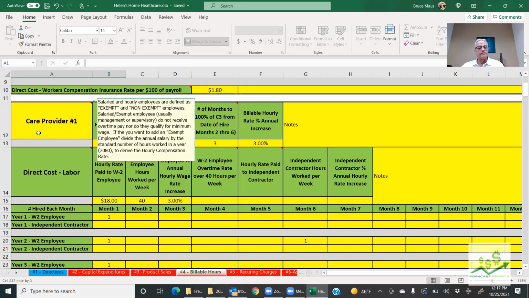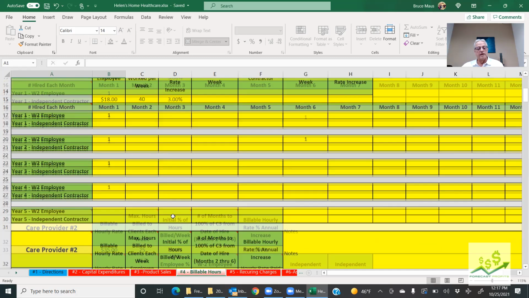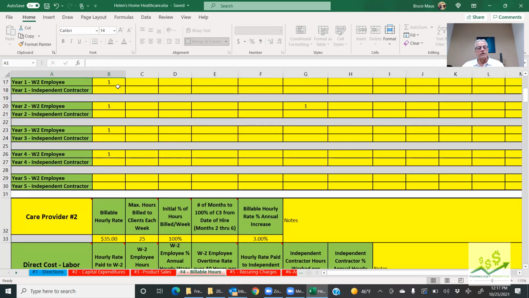Helen's first employee, a W-2 employee, is care provider number 1. She's going to charge the client $40 an hour, and maximum billable hours will be 35 hours a week because they're never 100% efficient. It's going to take about 3 months for that employee to get up to speed to be 100% billable hours, and finally a 3% annual increase. The direct labor cost for that employee is paying that employee $18 an hour over 40 hours a week with a 3% annual increase.